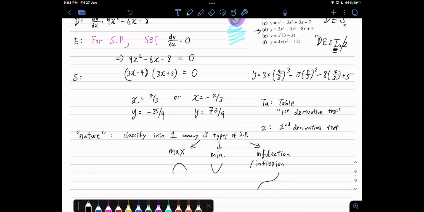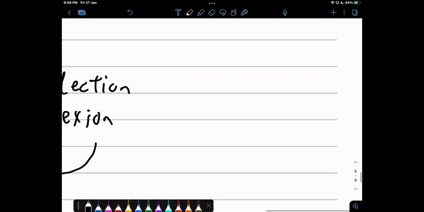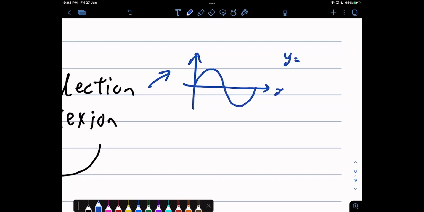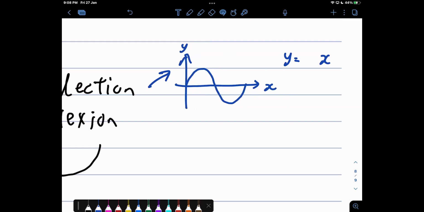Okay, let me show you some examples of inflection points. So if you remember this guy, what is this guy? Up, down, down, up. Is my drawing very ugly? Oh no. Sine curve. Sine x, very good, yes.